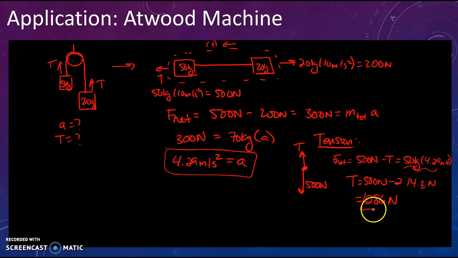And it's always good to ask if this makes sense. All right, so I'm claiming that the tension is 286. We know that the system will accelerate downward, so this tension should be less than 500, which it is. And then on the other side, the tension should be greater than the 200 pulling down here, and it's doing that too. So this is consistent. It's going to have the same tension throughout. It's going to produce the same acceleration on both sides. You can check this if you want. Doesn't matter which one you choose. You still get a tension of 286 newtons.